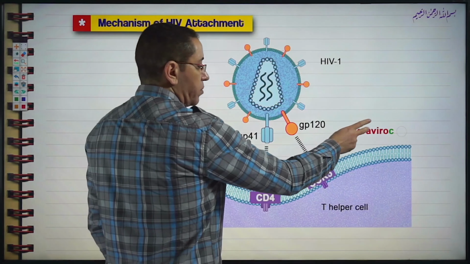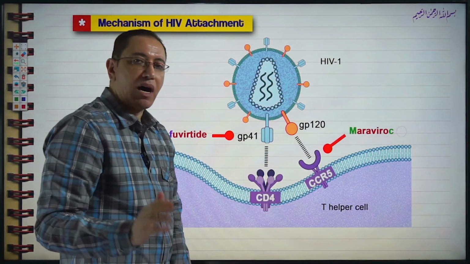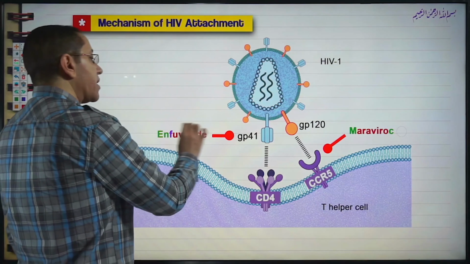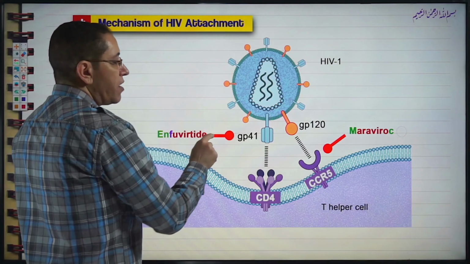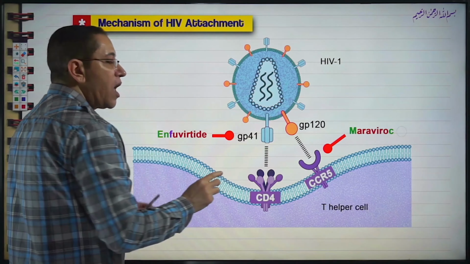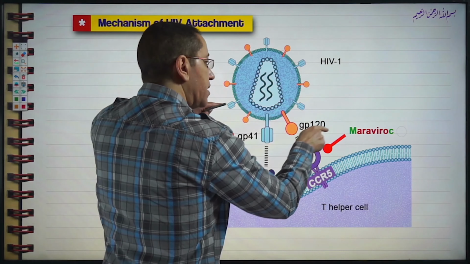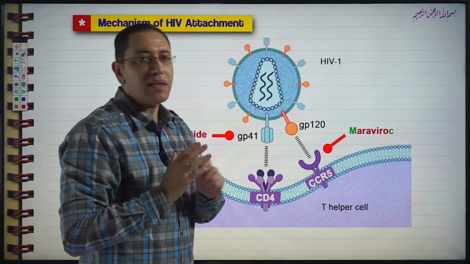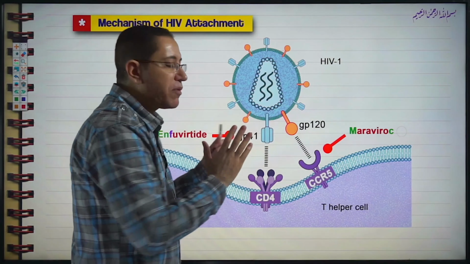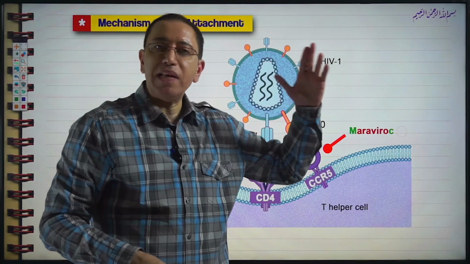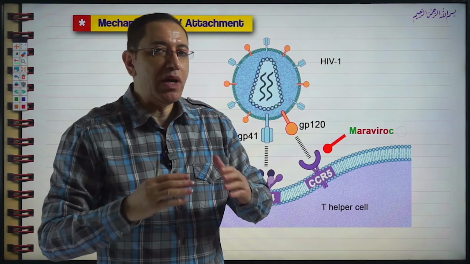So Maraviroc attaches to the co-receptor called CCR5 on the surface of the T helper cell, while Enfuvirtide attaches to the virus itself, to its glycoprotein number 41. Both of them have the same effect. To use either this one or this one, anyway, you are blocking the attachment. If you want to use them both together, go on, no problem. If you want to use this family in addition to any drug from any one of the previous families, as you like, no problem at all.